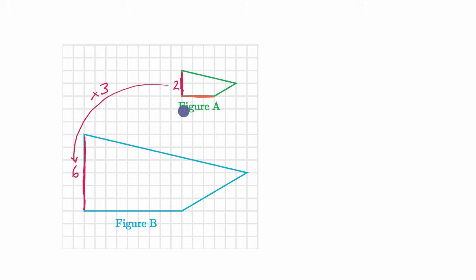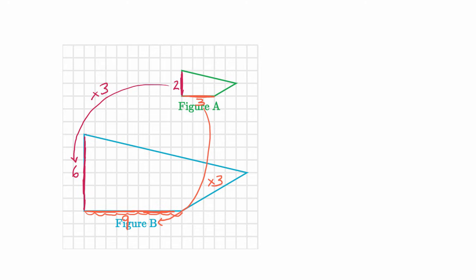For example, this side right over here corresponds to this base right over here. This has length 3. So if we're scaling up by a factor of 3, we should multiply that by 3, and this should be of length 9. Let's see if that's the case. 1, 2, 3, 4, 5, 6, 7, 8, and 9. And so you can see we can feel pretty good that figure B is a scaled copy of figure A, and that scaling factor is 3.